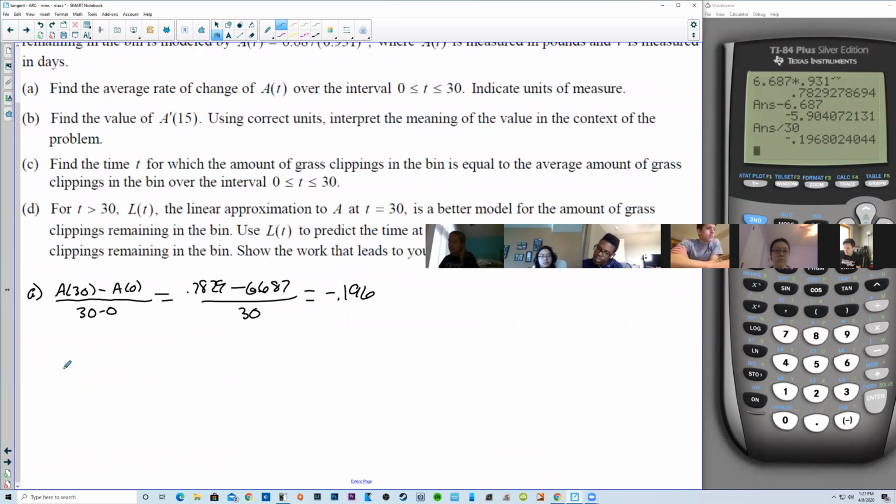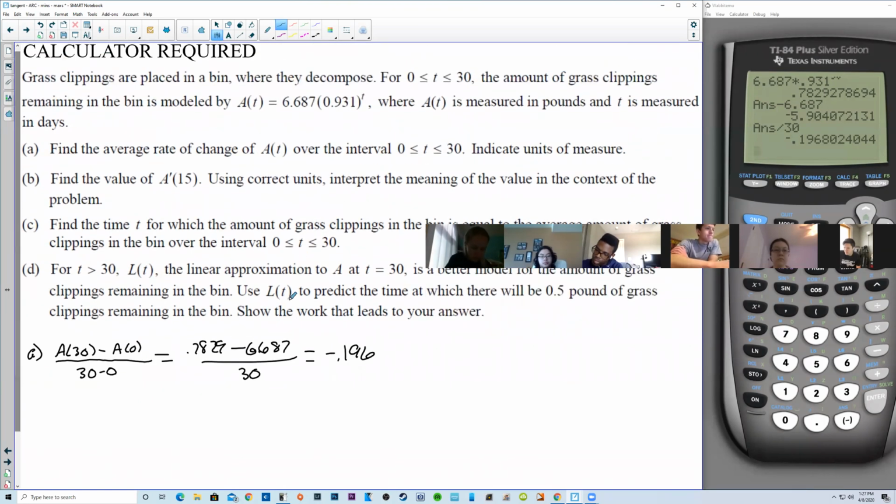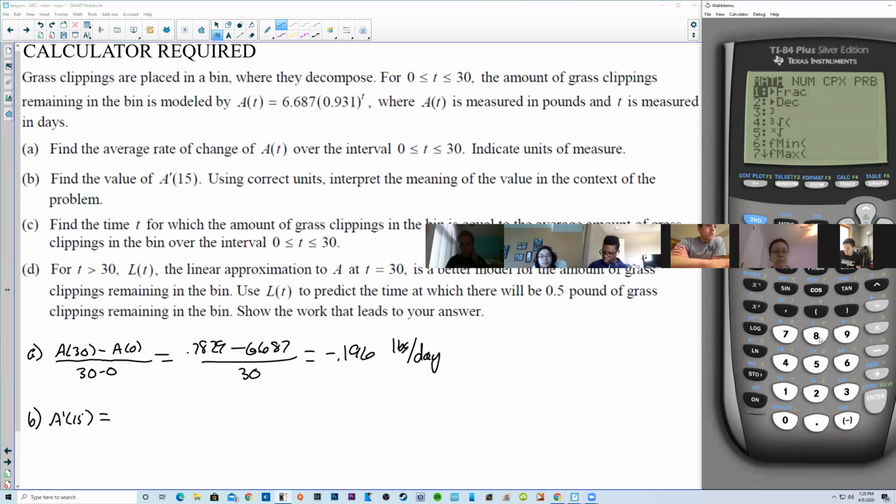Do I need to use correct units? Indicate units of measurement. And that's the average rate of change of this. So that's going to be pounds per day. Pounds per day. There we go. B, find the value of A prime of 15. Using correct units, interpret the meaning of the value in the context of the problem. Let's find A prime of 15. A prime of 15 is equal to, and we have math number 8 to find a derivative.